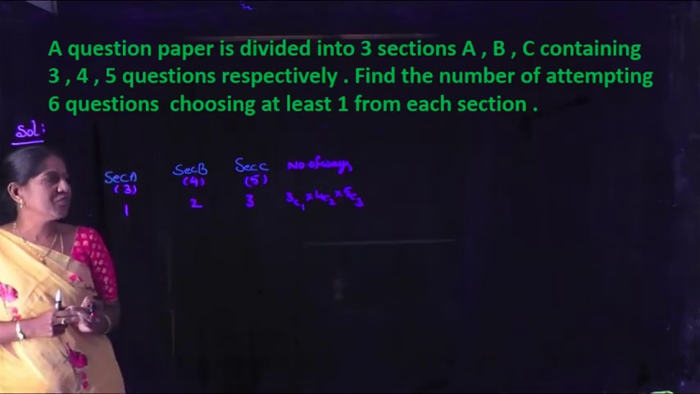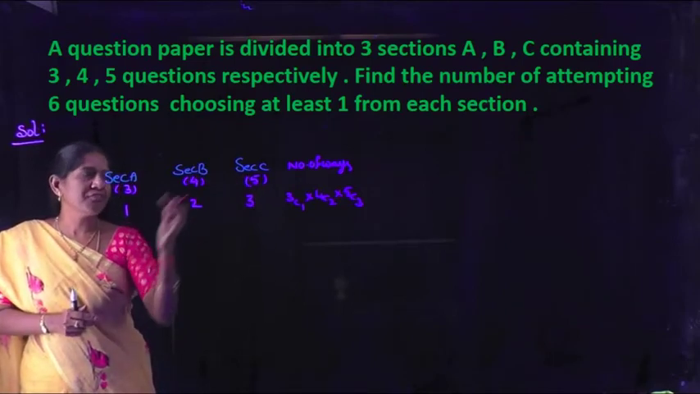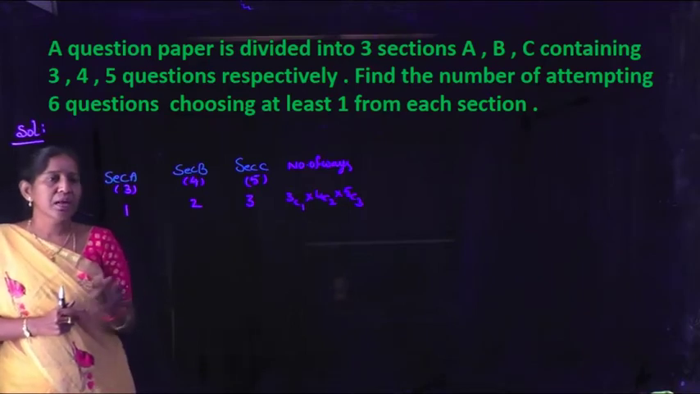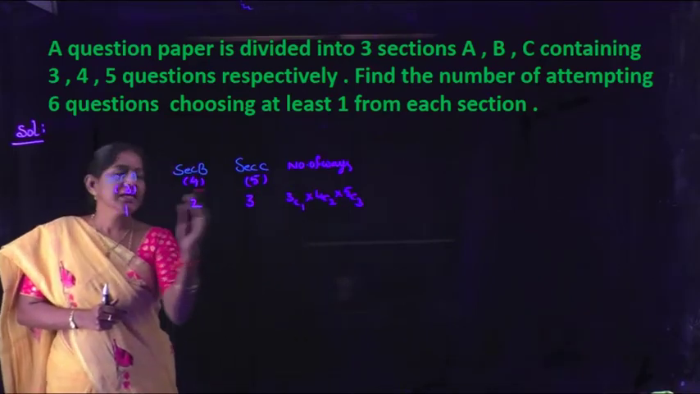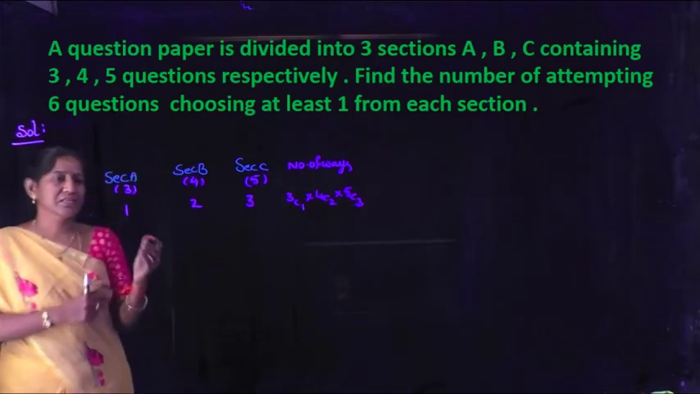Select one question out of 3 questions in 3C1 ways, select 2 questions out of 4 questions in 4C2 ways, and select 3 questions out of 5 questions in 5C3 ways. By the fundamental principle, the required number of ways is 3C1 into 4C2 into 5C3 ways.